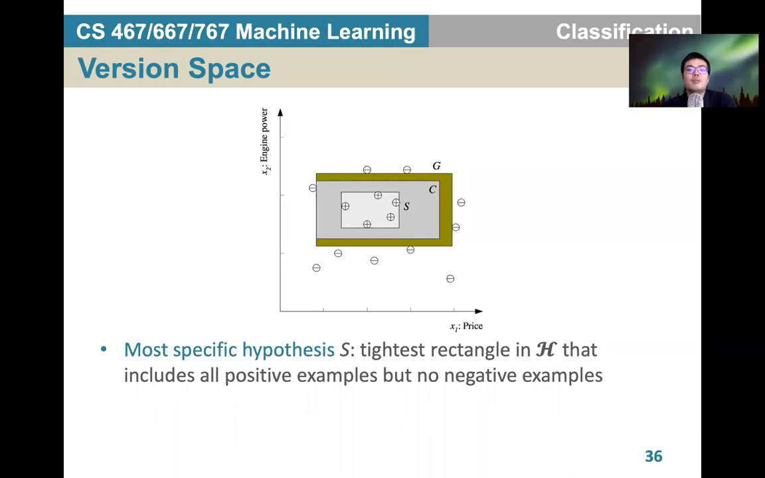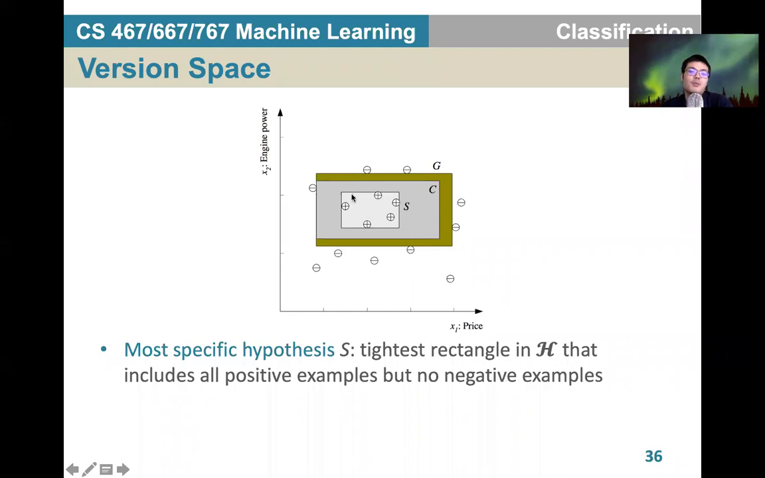Again, let's go back to this rectangle model, and let's say these are the negative samples and these are the positive samples. If you want to make no mistakes, all three boxes here, the brown one, the gray one, and the light gray one, make no mistake, because inside you contain all the positive samples and outside the box you contain all the negative samples. If you look at S, it's tight on each side. If it's a rectangle, this is called the tightest rectangle. This is the most specific hypothesis.